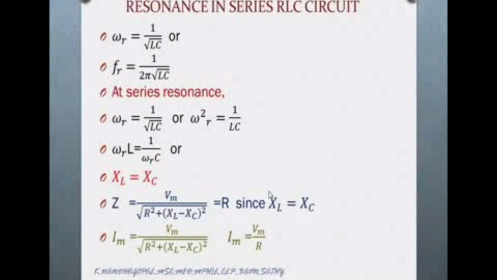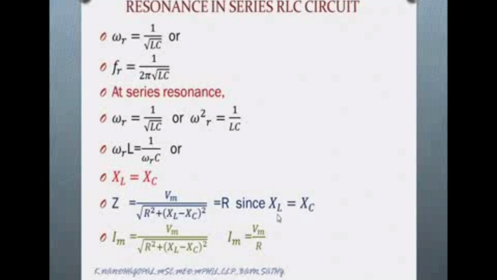So finally you will see that XL equal to XC, so they will cancel each other. Vm by square root of R square, we can write R. So I is equal to V by R according to Ohm's law. I equal to V by R.